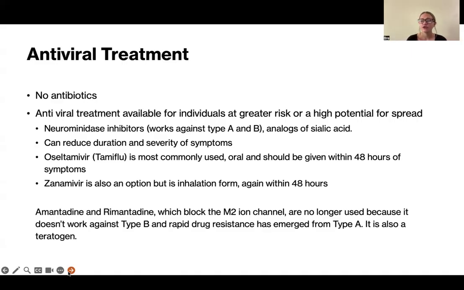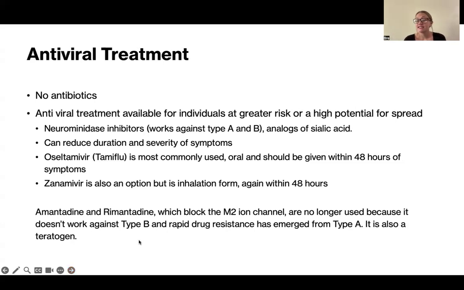Now, zanamivir is a common alternative medication. It's an option. It's inhaled though, and so obviously that comes with more contraindications because you don't want to give that to someone with asthma or COPD. But there's other contraindications for that, and that's between an individual and their healthcare provider. But again, it's usually within 48 hours of symptom onset.